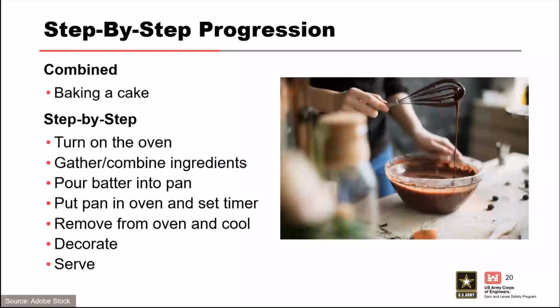Most everyone will know exactly what we're referring to when we say, I'm baking a cake, but in reality, there's a progression of steps that have to occur for that goal to be achieved. We need to turn on the oven. We need to gather and combine the ingredients, pour the cake batter into a pan, put the pan in the oven, set a timer, etc., until we have a finished cake that's ready to serve.